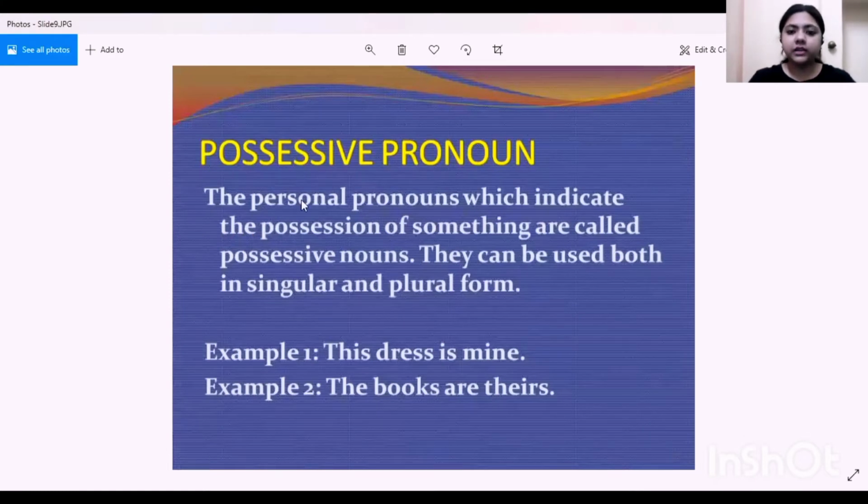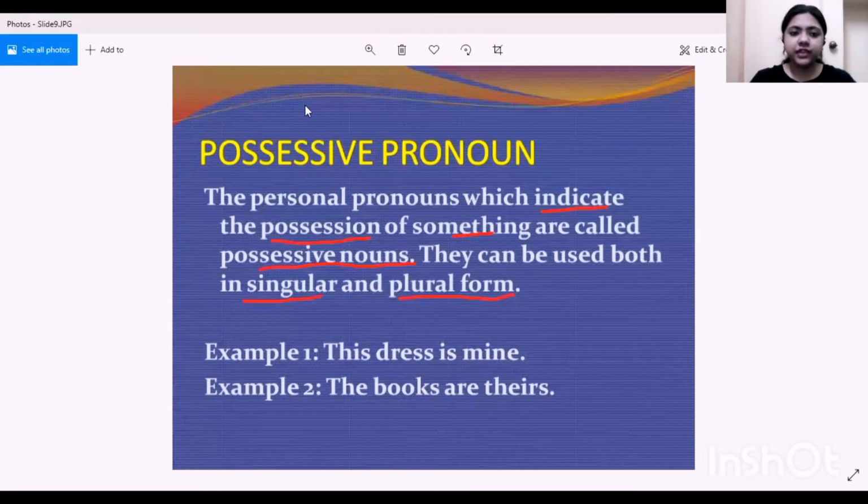Now we look at the possessive pronoun. What is a possessive pronoun? See, the personal pronouns which indicate the possession of something. That means it shows that something belongs to someone. That means possession. So pronouns showing possession of something are called possessive pronouns. They can be used both in singular and plural form. Alright. Now we look at the example to get a clearer picture of possessive pronoun.